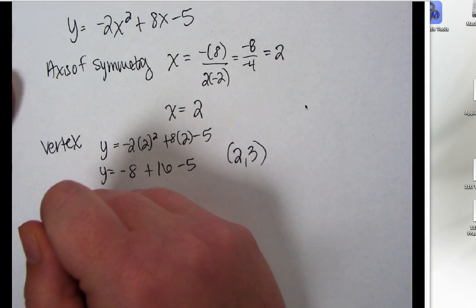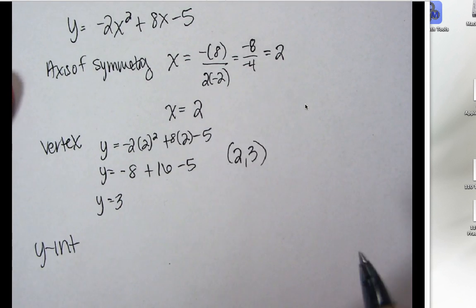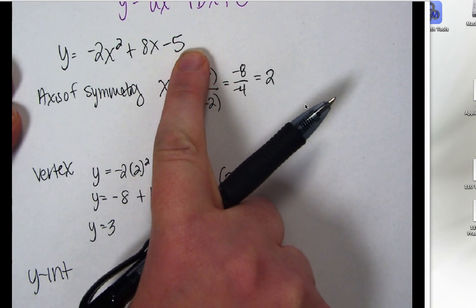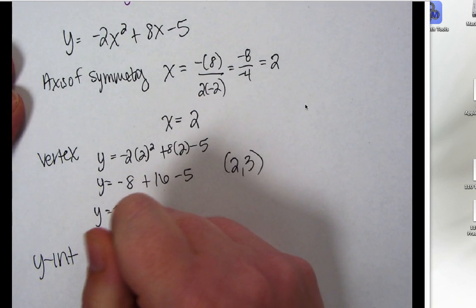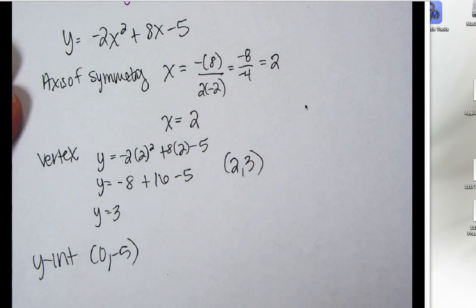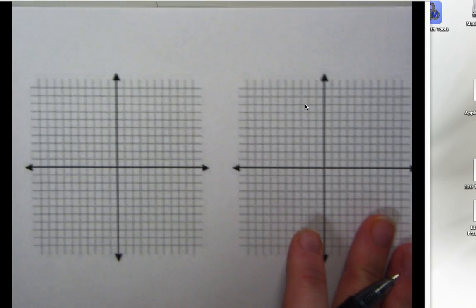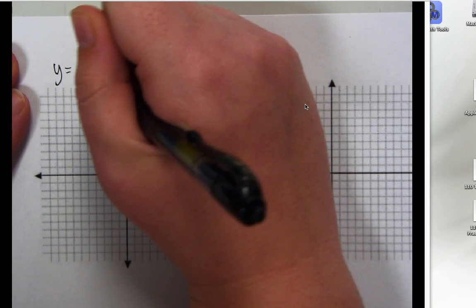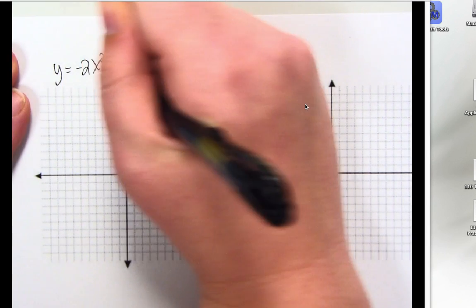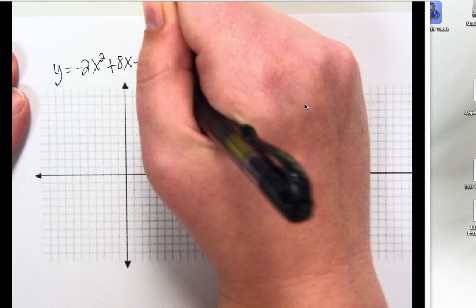Lastly, we can use the y-intercept. The y-intercept doesn't really require any work, it's just the c value of our equation, 0, negative 5. And when we plot the y-intercept, by symmetry we can find a third point on our graph. So I want you to do all graphs during this chapter on graph paper. So our first example here is y equals negative 2x squared plus 8x minus 5.